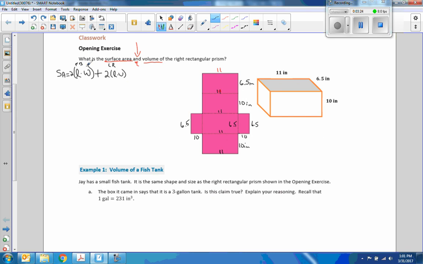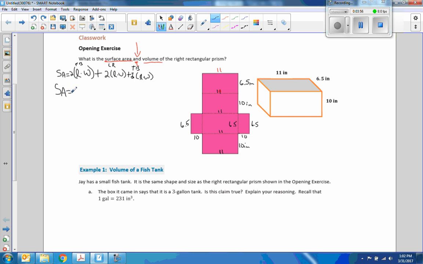And then finally we have front, back, left, right, and then we have top and bottom. And we have 2 of those, the top and bottom. When we look at the top, it's 11 by 6.5, and so is the bottom. So that's going to be another length times width. Rewritten a better way, I suppose, would be length times width times height. But I'm just going to leave it at this for now.